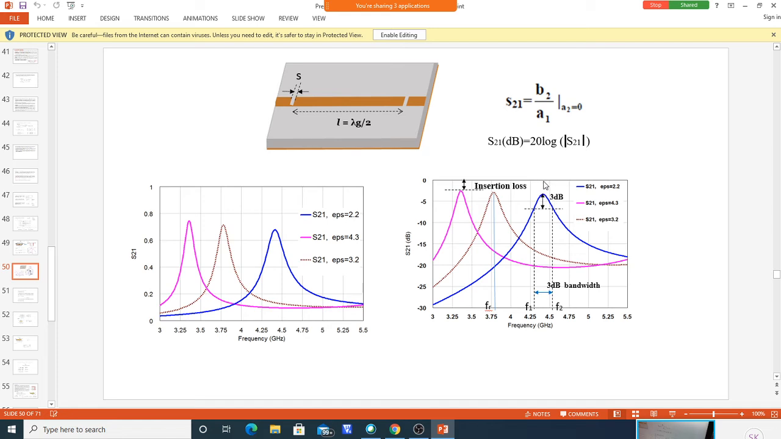Actually, it should coincide with 0, but because of losses, it is below the 0. So measure how much it is from here to here. See, from here to here is how much. That is called the insertion loss. You should also measure in the laboratory how much insertion loss is there. You measure this.